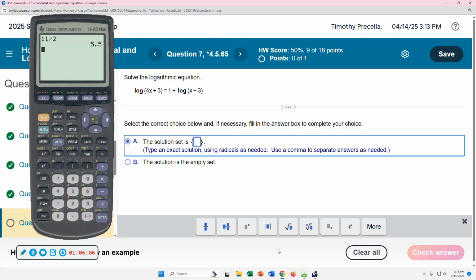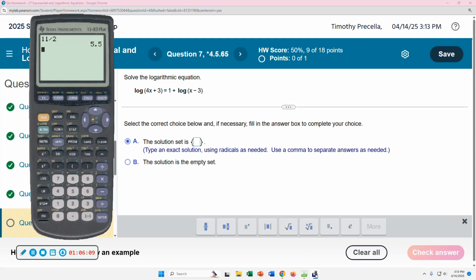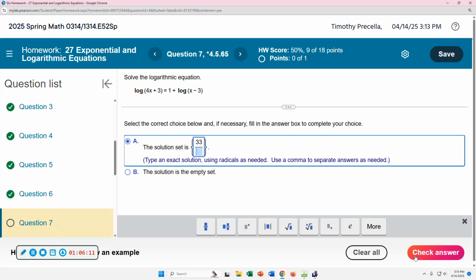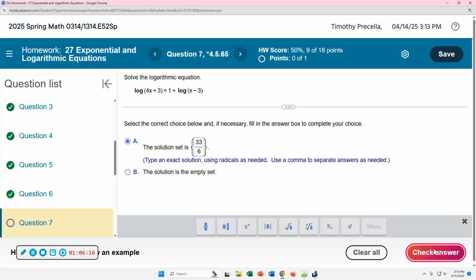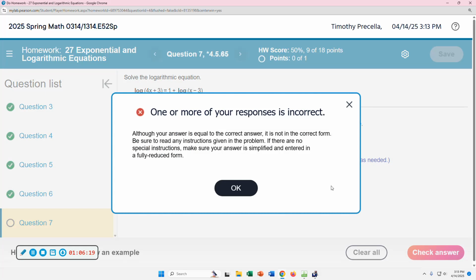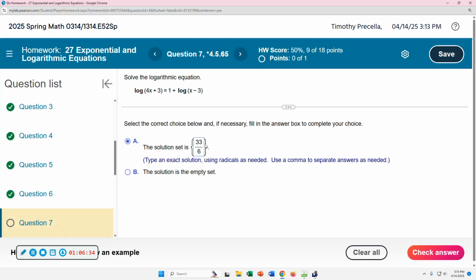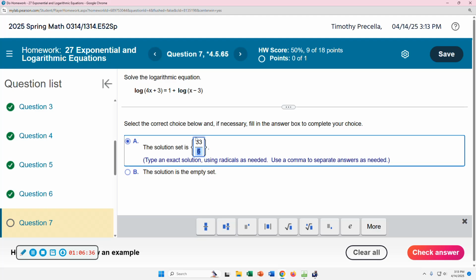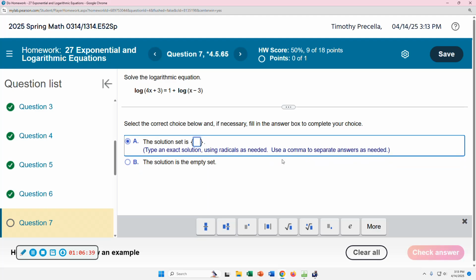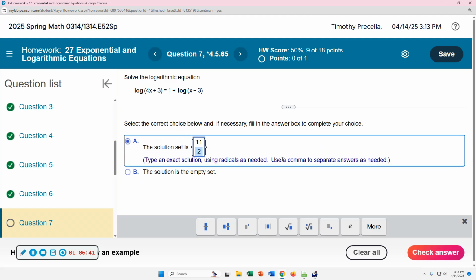11 halves. I'm just curious about something. You do this, does it just say wrong, or does it say you haven't reduced it? Although it's equal, it's not in the correct form. That's very nice then, okay? So they're warning you here in the homework. They wouldn't do that on a test, though, okay? Make sure your answer is simplified and entered in fully reduced form. Okay, so change it to 11 halves. Just delete all of that. 11 over 2.